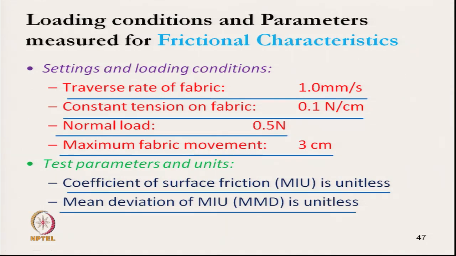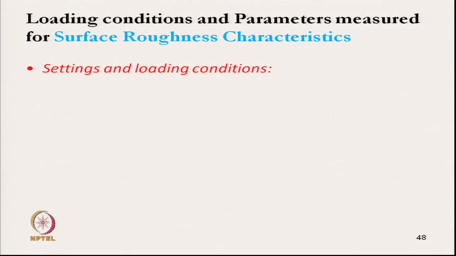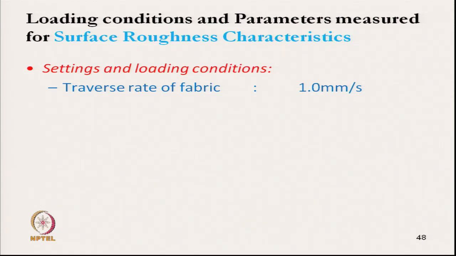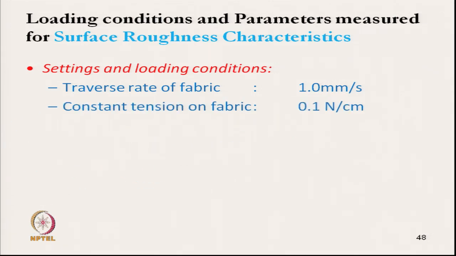And for surface roughness characteristics, the traverse rate of fabric is exactly the same, because we are using the same module and testing at the same time. The constant tension is again the same, 0.1 Newton per centimeter. We have to maintain the same constant tension. If we do not maintain the tension, the fabric's wrinkles will show up in the result, which will give a wrong result.